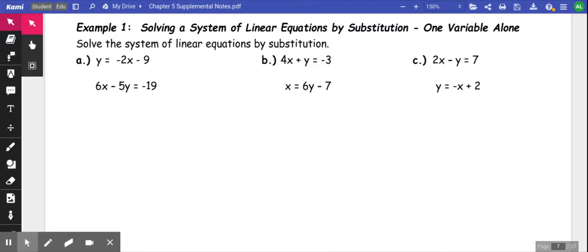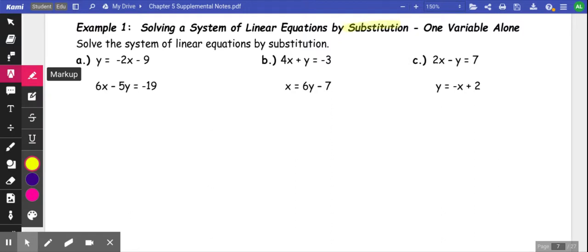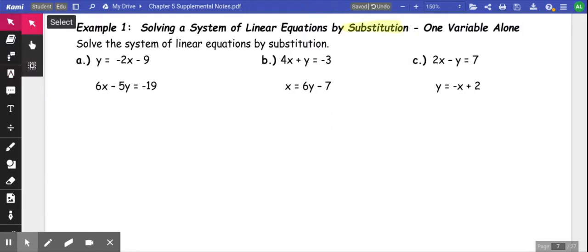On Monday, we're going to go a little bit more into it. And then we're going to take a quiz coming up pretty soon. Then we'll get into another method that we call elimination, and that's going to be just a slightly different way of solving it. But substitution is kind of what it sounds like. You're substituting part of an equation into another equation. I'll show you what I mean.